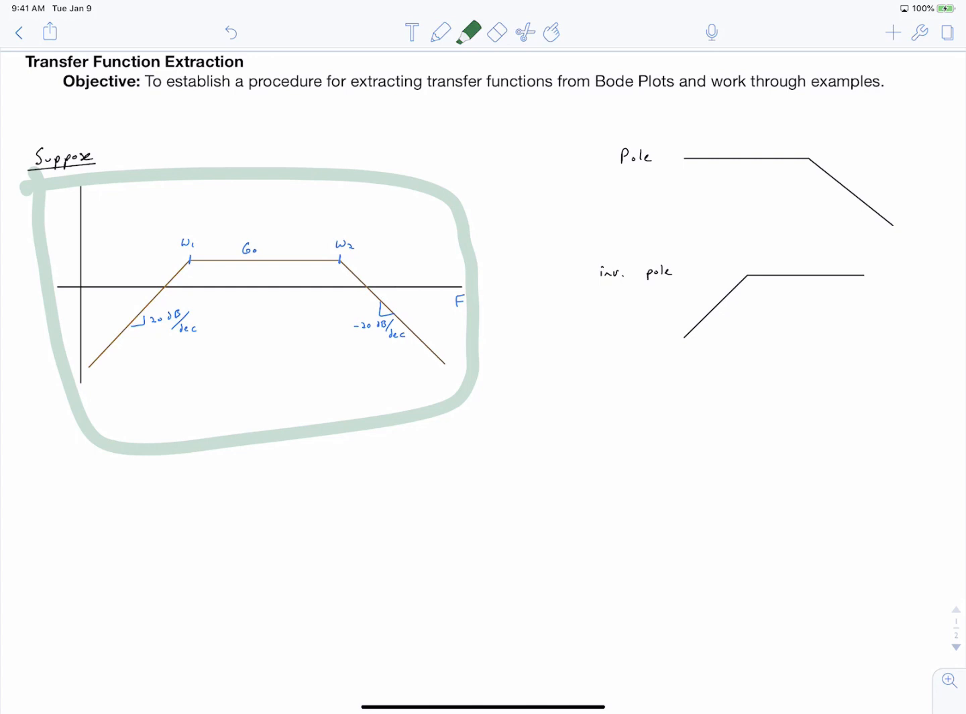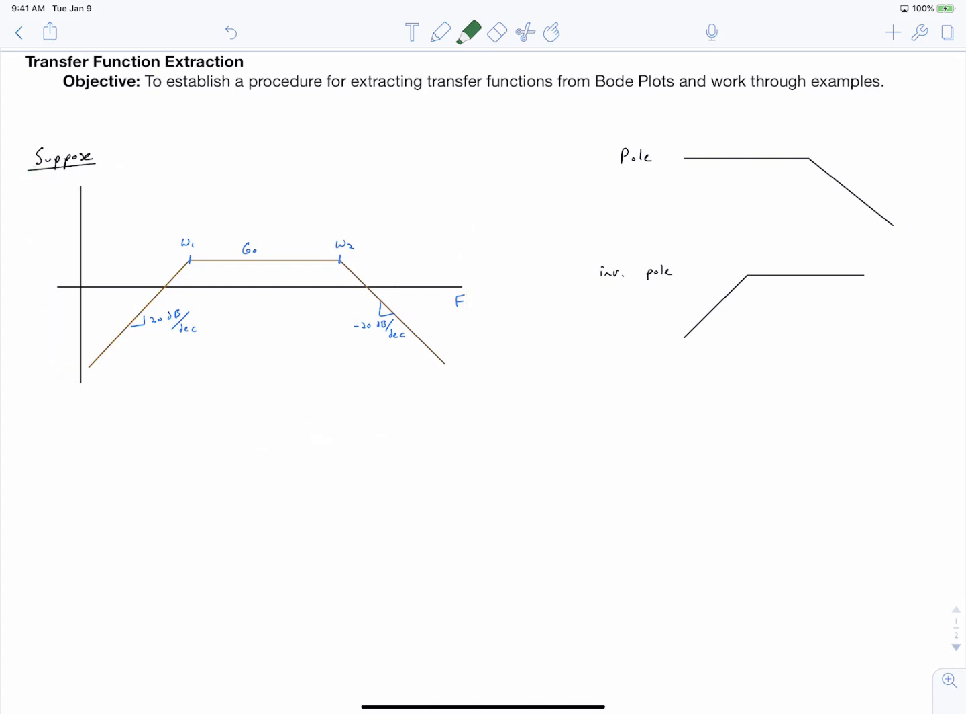So express that transfer function in terms of poles and zeros. And I want to start by reviewing what the gain plot of a pole and an inverted pole looks like. On the right side, I've shown the gain plot of a pole, and below that an inverted pole. Let's update this to reflect the starting and ending decibel gain as well as the slope.